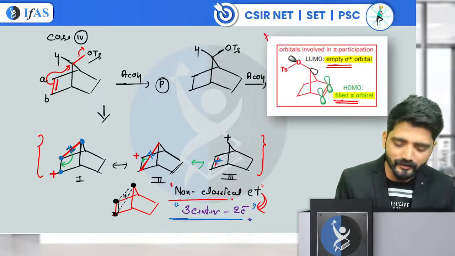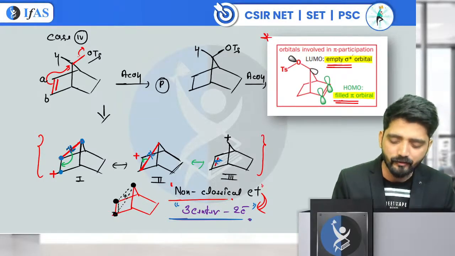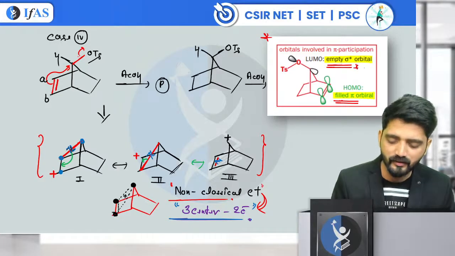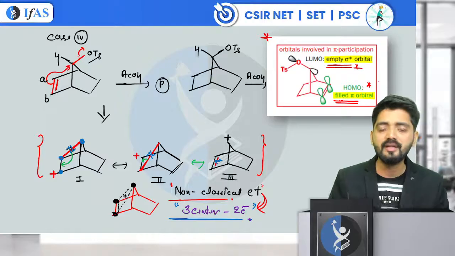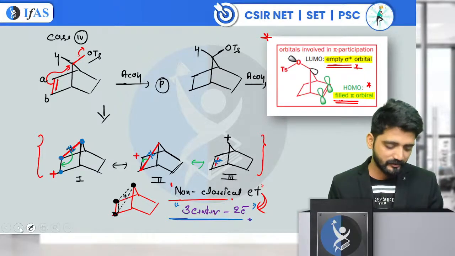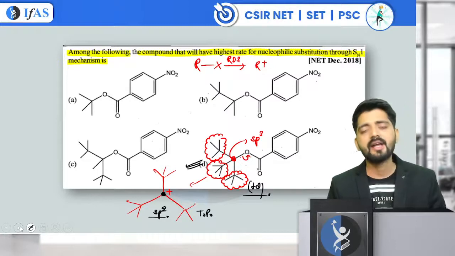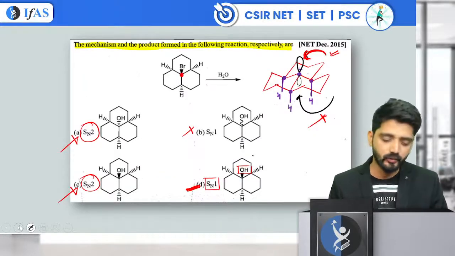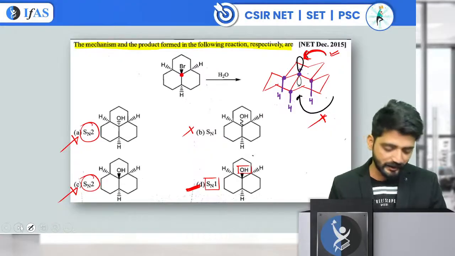This is what Winstein says. It says that from the substrate, or we can say from the leaving group side, the sigma star orbital is involved, and from the alkene side, the filled pi orbitals are involved. This is what we have discussed in the previous lecture. I have discussed a few questions also, how CSIR NET asks questions from these topics like SN1 and SN2.